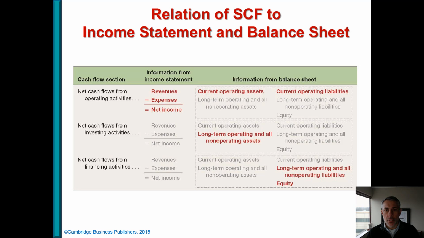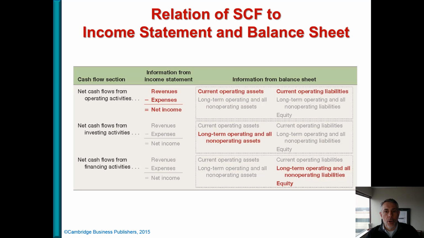Okay, slide 36 is a nifty little chart that gives us some information on how the statement of cash flows is prepared. So we have the cash flow section listed on the left-hand side here, where we have net cash flows from operating activities. To get that, we're going to start with revenue, subtract expenses, and take net income. Net income's taken from the income statement. And then we're going to reconcile net income for all of those expenses and all of those revenues that showed up on the income statement that were not true cash items.